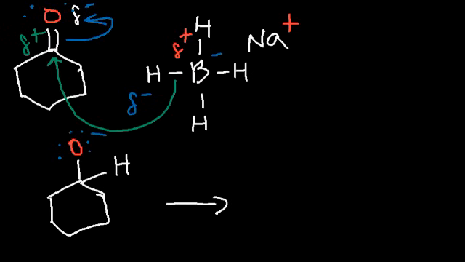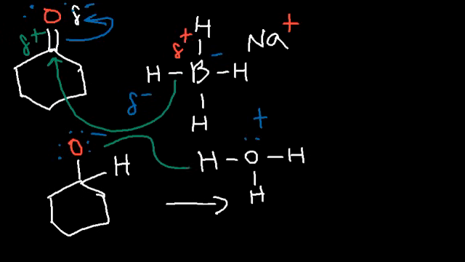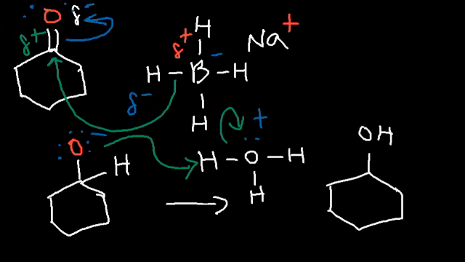In the next step, we need to protonate the alkoxide ion. You can use water, which can work, but is not as effective as using H3O+. If you add H3O+, this reaction will go to the right with a greater driving force. So this oxygen will grab a hydrogen from the hydronium ion, and that's how we can make cyclohexanol. So that's the reduction of a ketone into an alcohol.